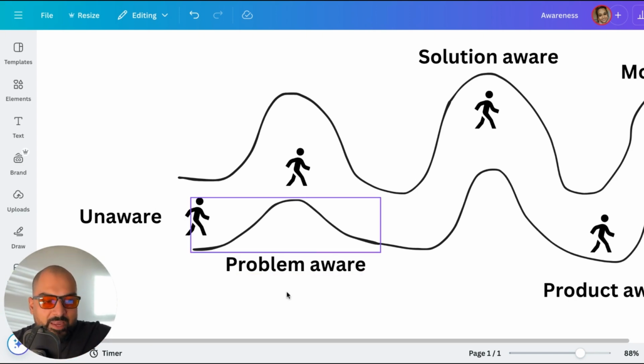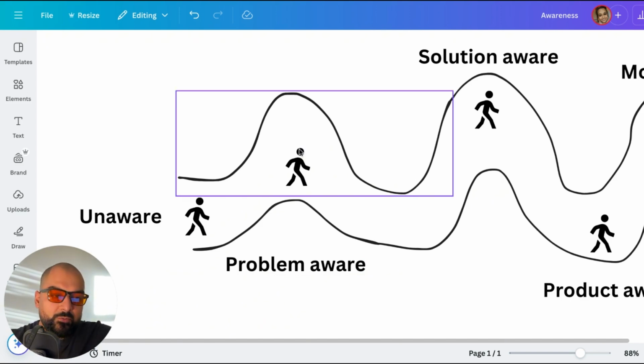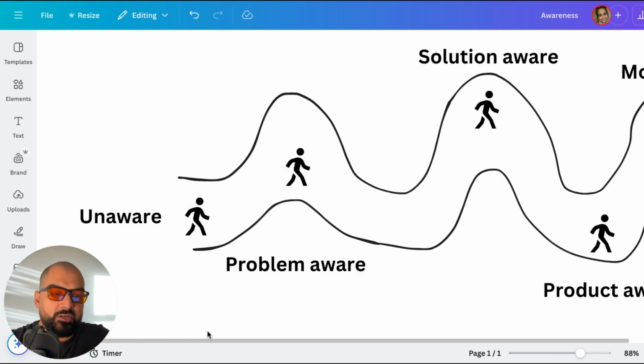So I then became problem aware. A doctor highlighted, hey, I know you're unaware of this at the moment, but do you know that you have insulin resistance? That's when I became problem aware. So now I've started my journey. So your job here is to figure out where people are in the journey on this roadmap.